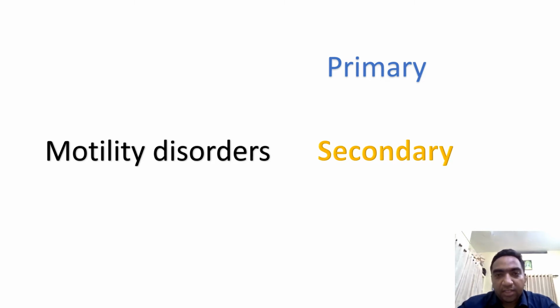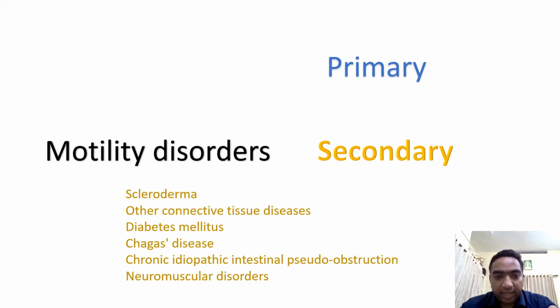Primary motility disorders are those disorders in which the problem is in the esophagus itself, whereas secondary motility disorders come as a result of a systemic disease like Chagas disease by Trypanosoma cruzi, or even diabetes mellitus, or neurological disorders, all these affecting the peristalsis of the esophagus. Examples include scleroderma, connective tissue disorders, chronic idiopathic intestinal pseudo-obstruction, and neuromuscular disorders.